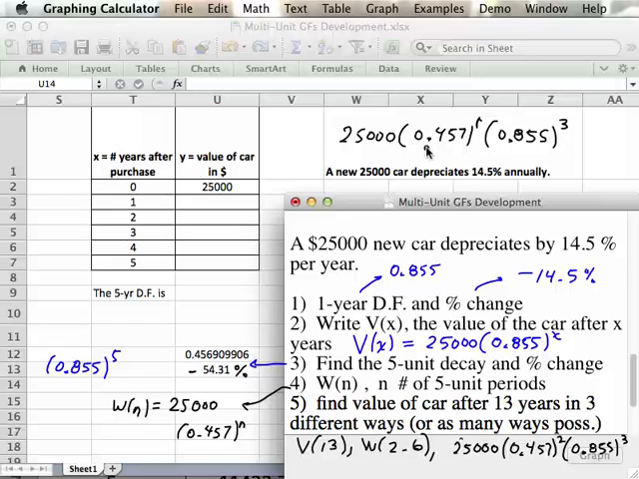So I take 25,000 times 0.457 to the 3rd, which would give me the value at 15 years. And then to get the value at 13 years, I could divide by 0.855 two times. That would take me back 2 years. So you can do 25,000 times 0.457 to the 3rd, divided by 0.855 squared.